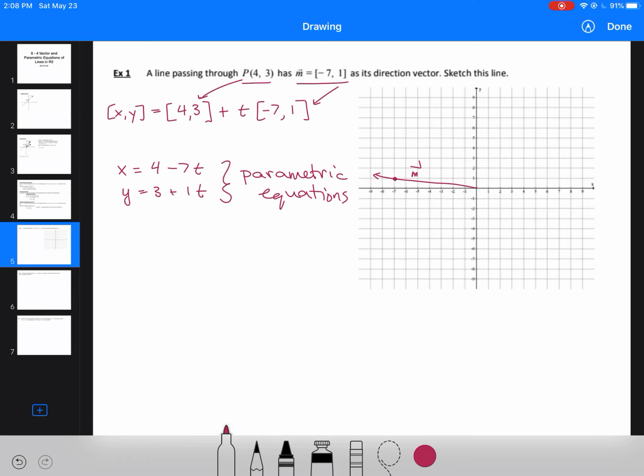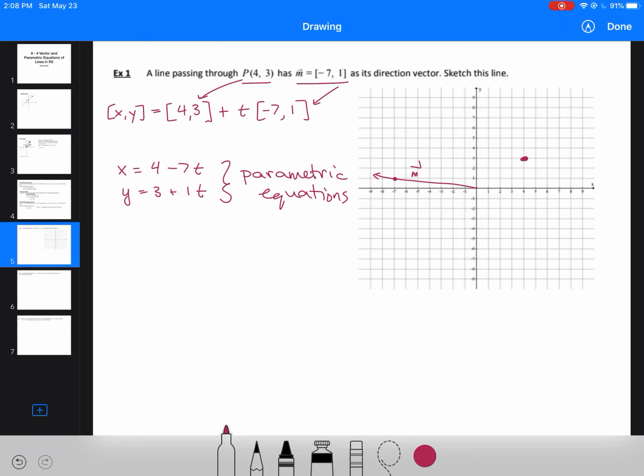Now we're going to add in our point. So we've got (4, 3). This is our point. Now, if you have a ruler, you can line it up with your direction vector and then shift it up so that it goes through your point. And when you do that, it should go right through.